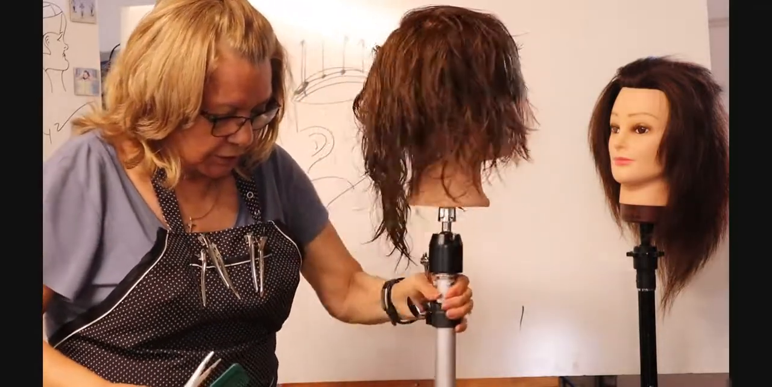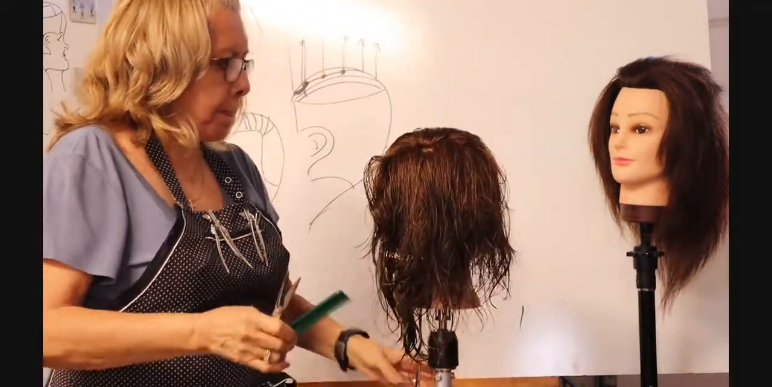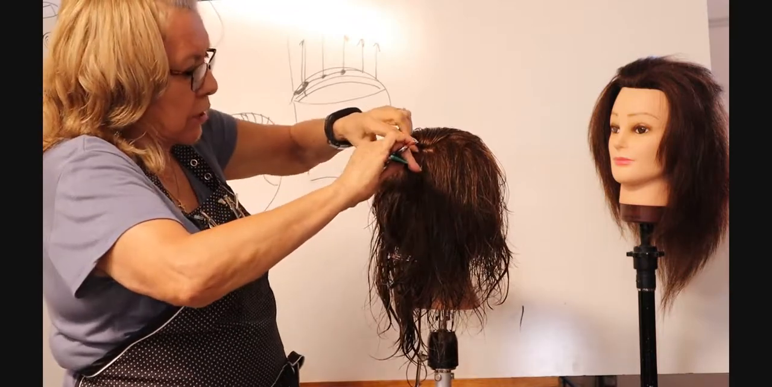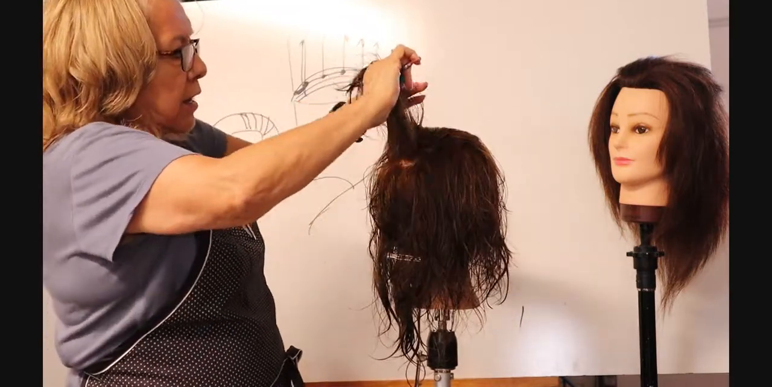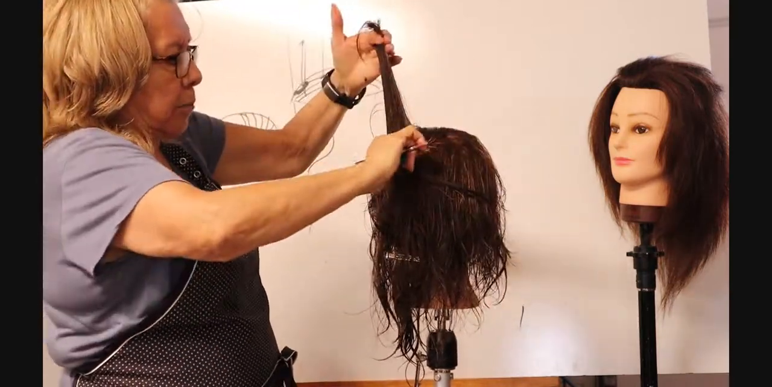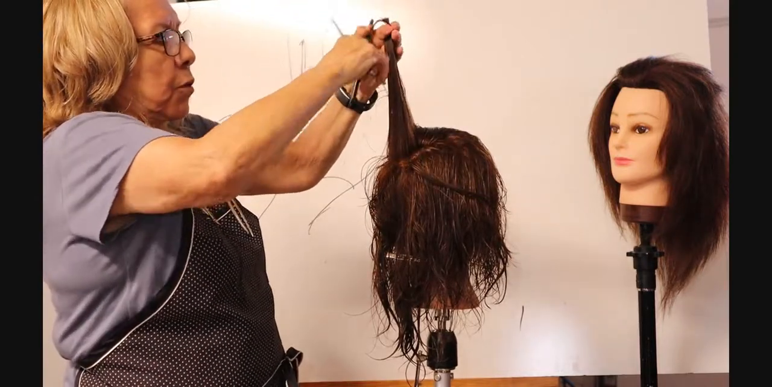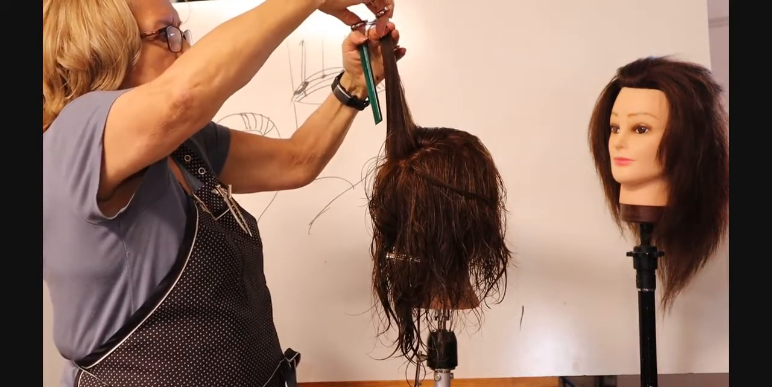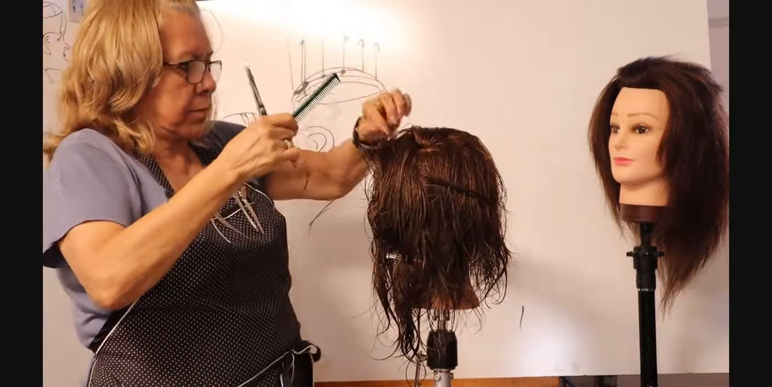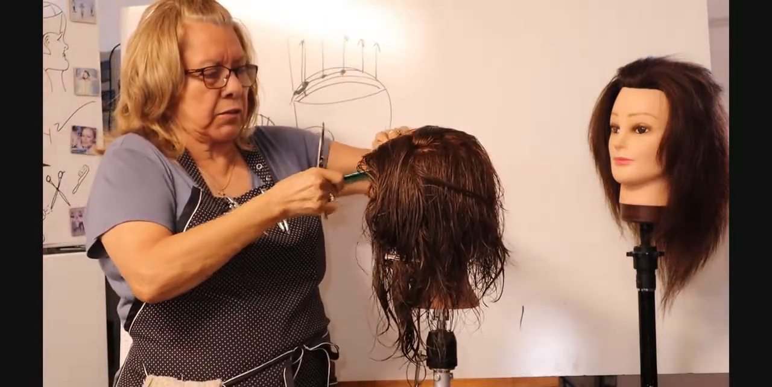So I'm going to take off the other side. Again, horizontal at the parietal line. I'm not bringing it in, I'm not pulling it back. It's horizontal at the parietal line. And traveling around it.